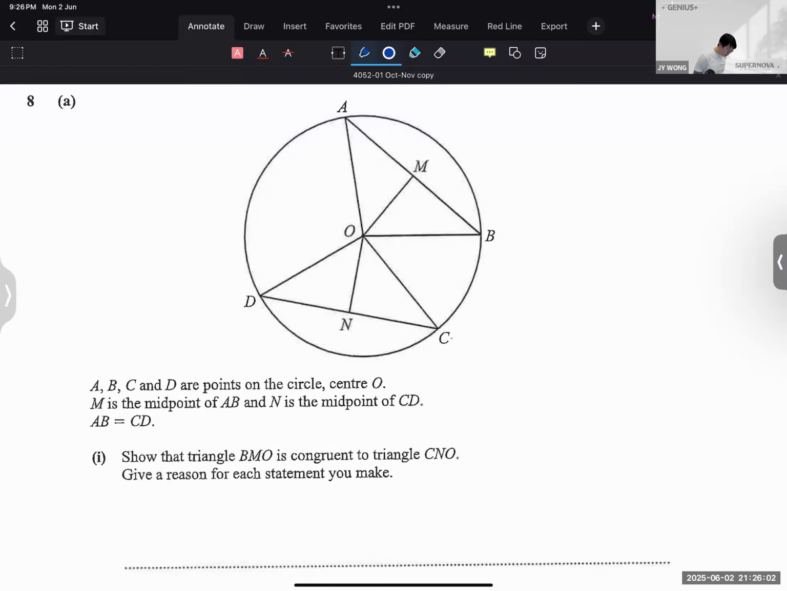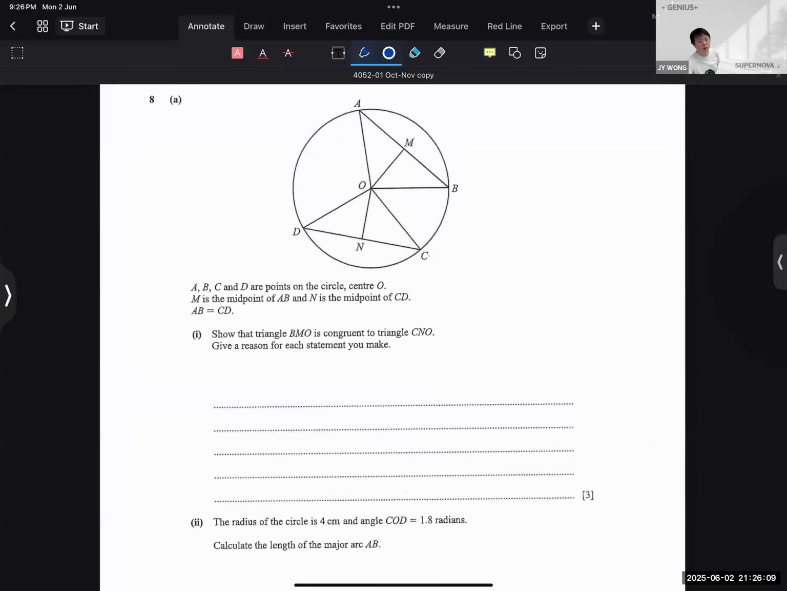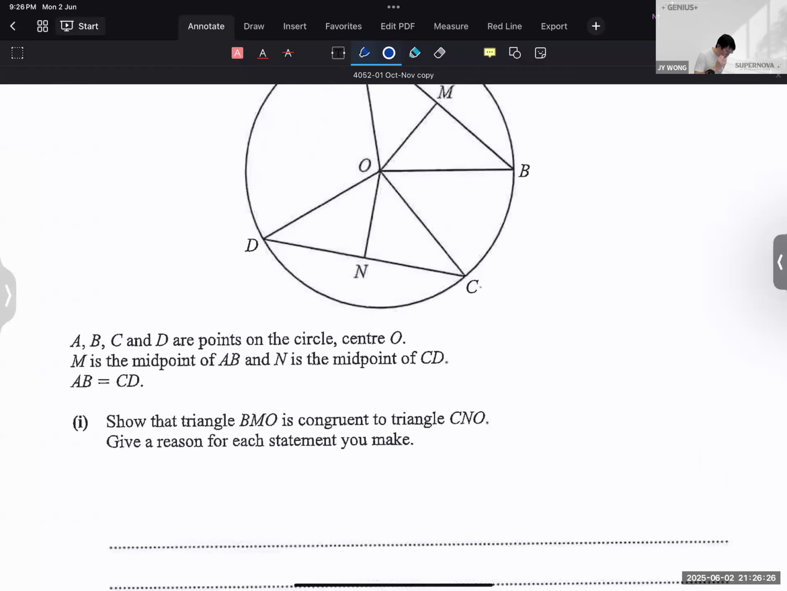Show that triangle BMO is congruent to triangle CNO, giving a reason for each statement. And you should be very happy to see congruency or similarity questions in O levels or N levels because they are 3 marks. But this particular one, last year students struggled with it. How to show that it's congruent?